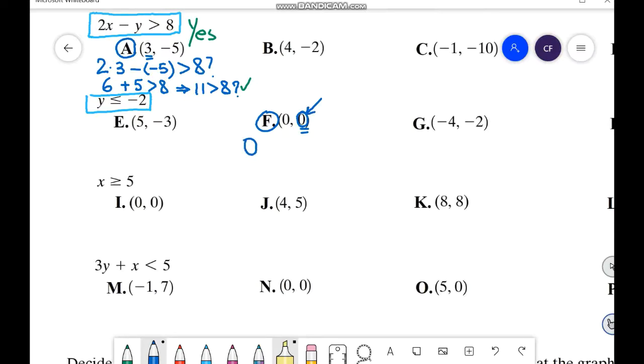0 less than or equal to -2. What do you think, Kalia? Is 0 less than or equal to -2? Is this true or is this false? What do you think, Kalia?